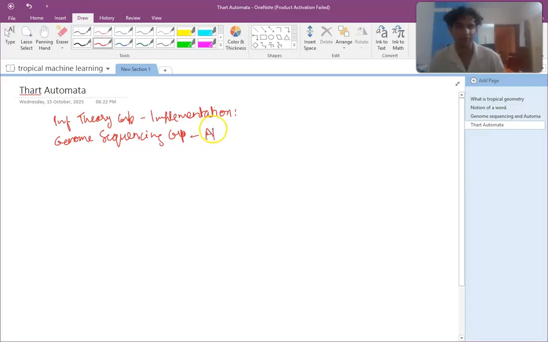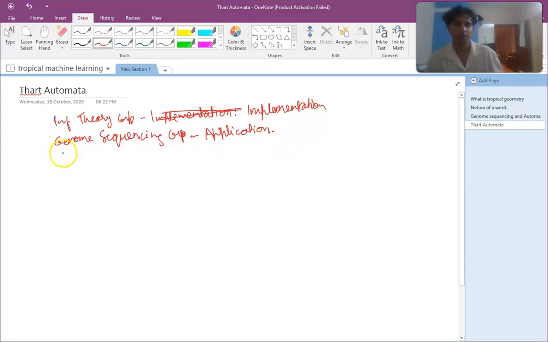So application, or no, not the implementation, more like the implementation. How do I say it? Let's just call it implementation. It's not that important. Implementation and the application.